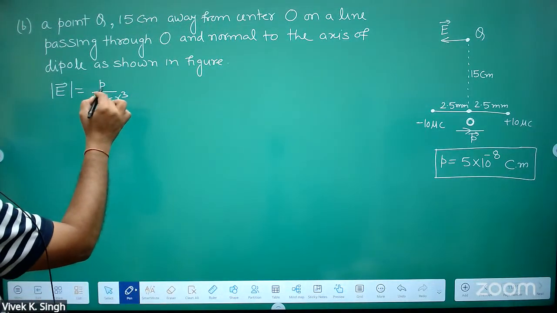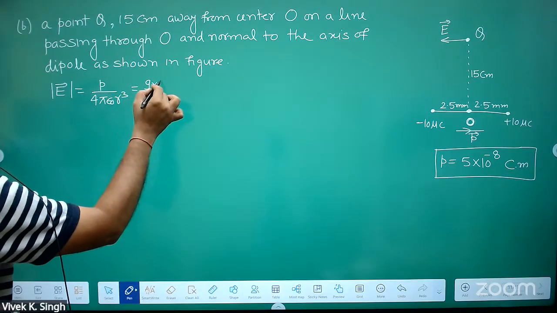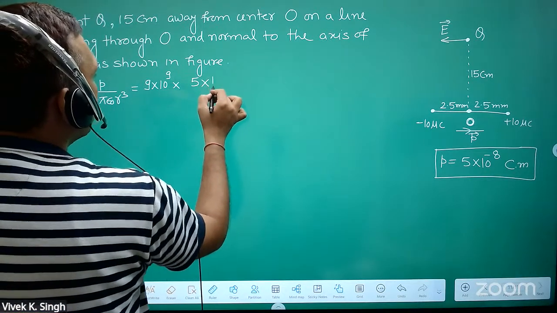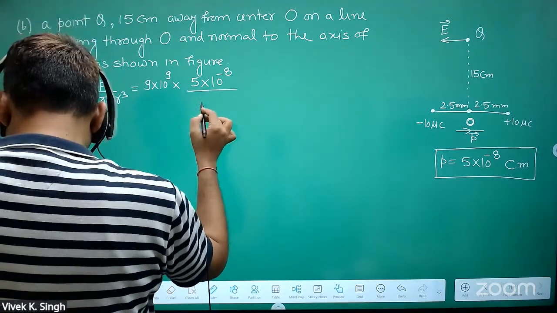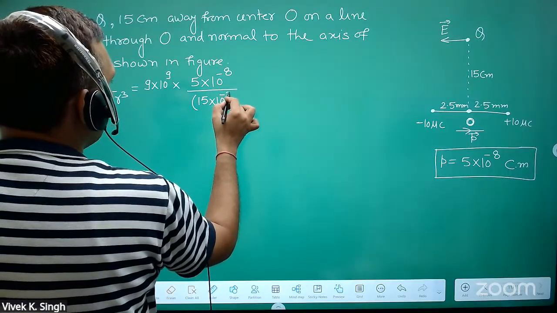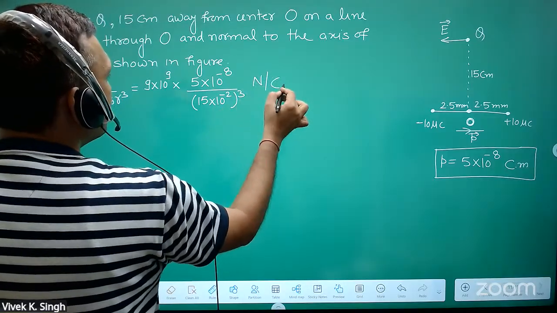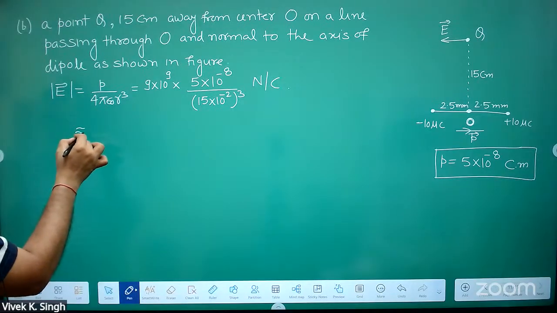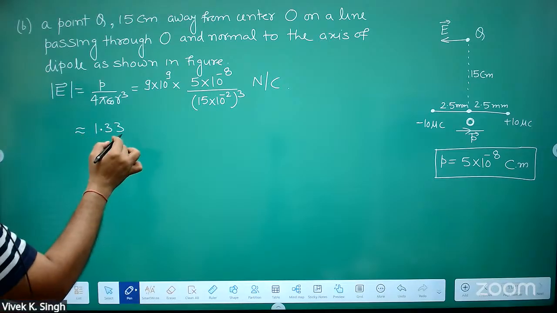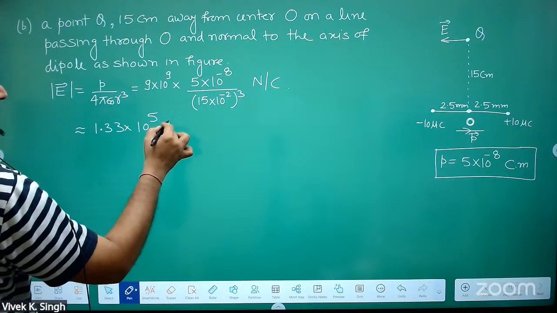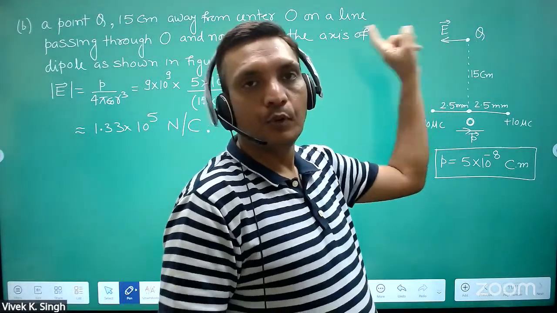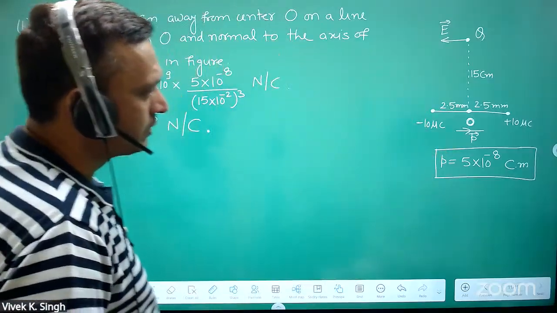So if you calculate this value, 1 by 4 pi epsilon naught is 9 into 10 to power 9, and P is 5 into 10 to power minus 8 coulomb meter, divided by 15 into 10 to power minus 2 whole cube, in Newton per coulomb. It's a matter of calculation. If you calculate this, you will get 1.33 into 10 to power 5 Newton per coulomb. This will be the magnitude of field at this point. Direction is opposite to the dipole moment. So must remember this case.